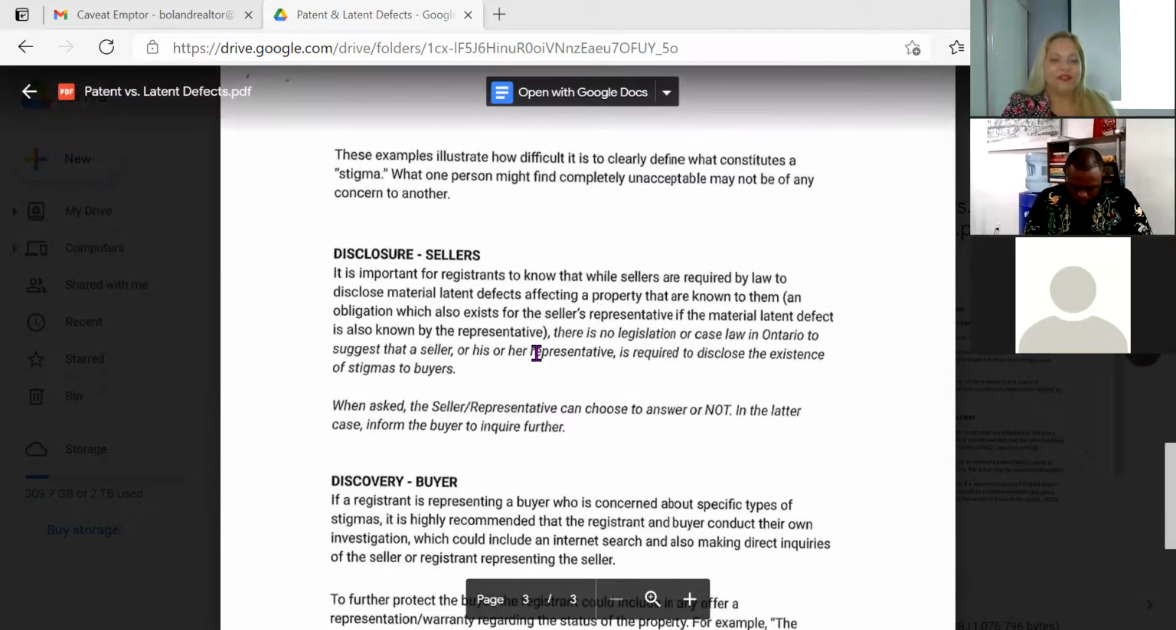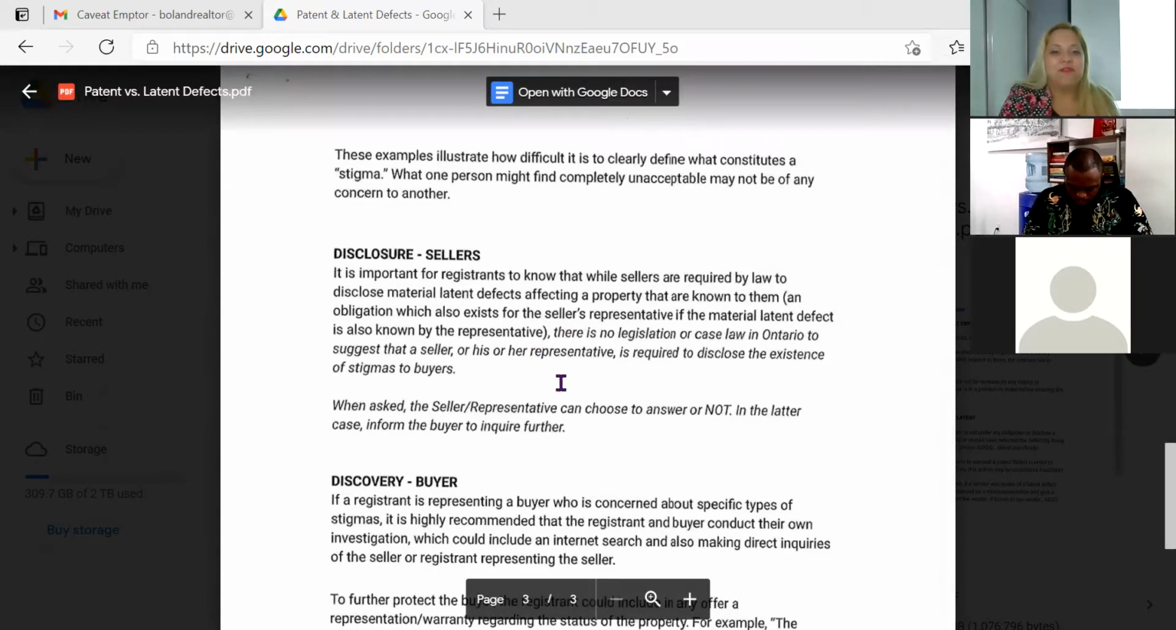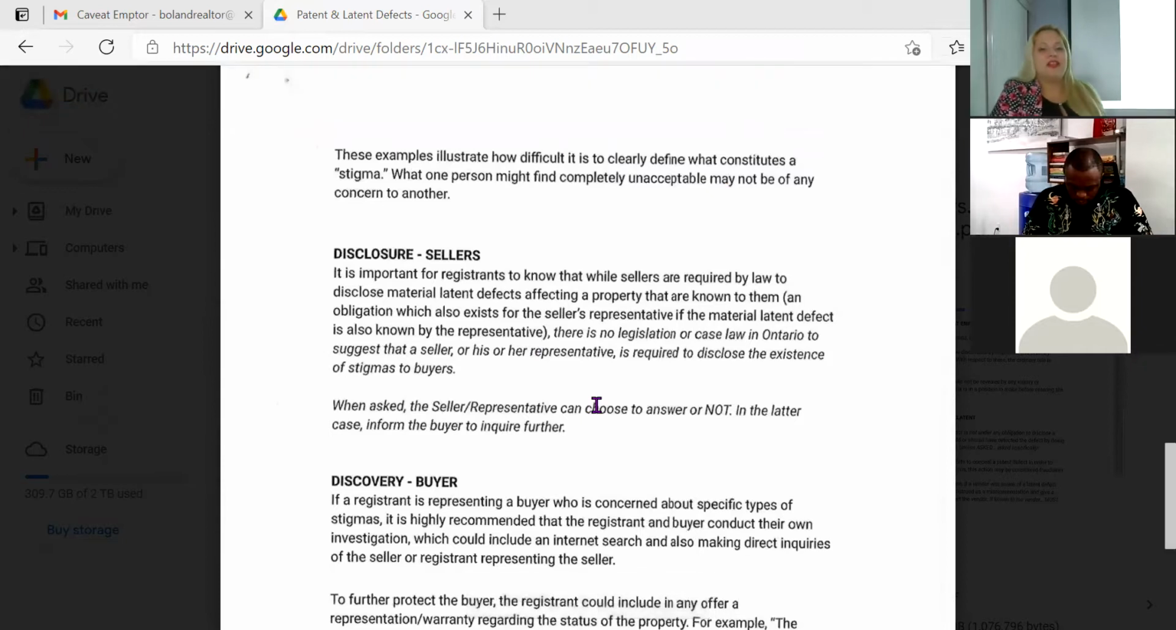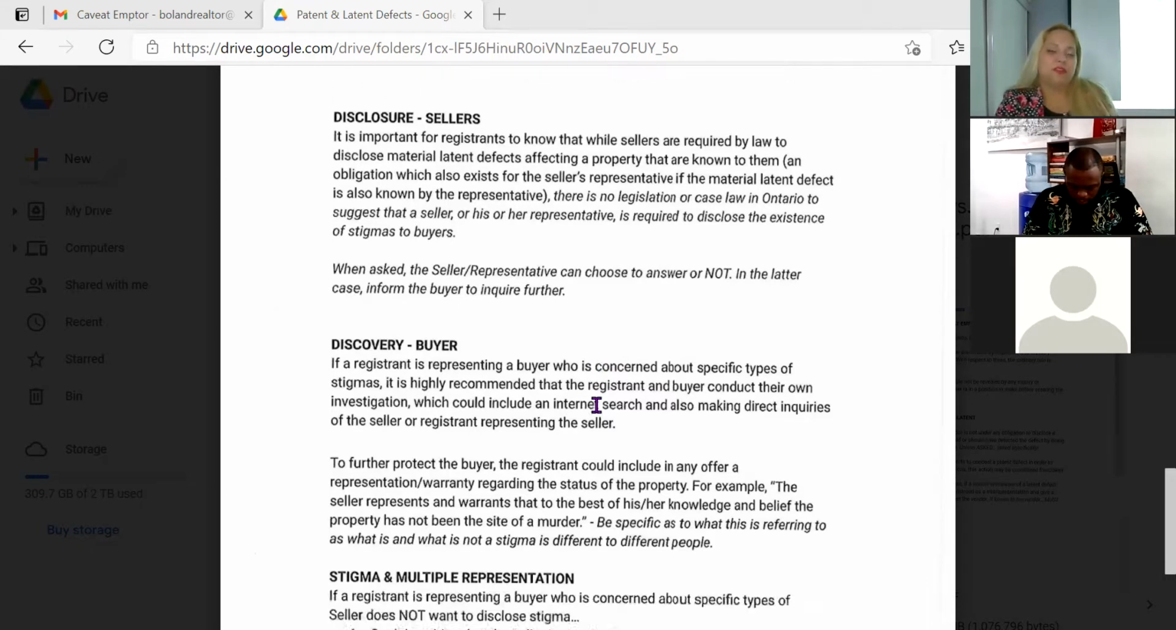All right, disclosures, sellers. It's important for registrants to know that while sellers are required by law to disclose material latent defects affecting a property that are known to them, an obligation which also exists for the seller's representative if the material latent defect is also known by the representative. There is no legislation or case law in Ontario to suggest that a seller or his representative is required to disclose the existence of stigma to buyers. When asked, the seller representative can choose to answer or not. In the latter case, inform the buyer to inquire further.